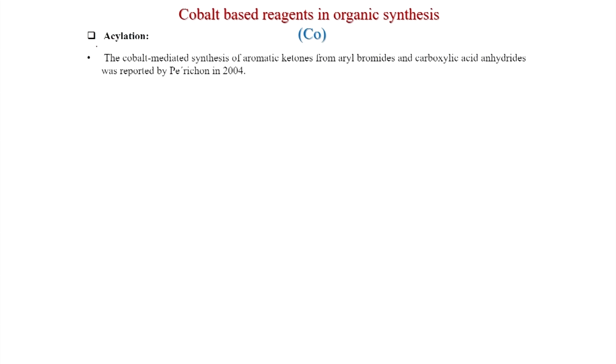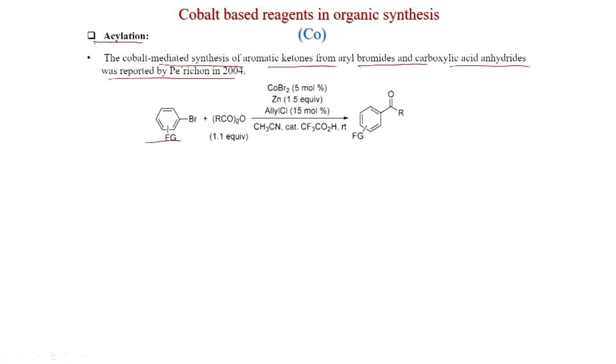Now we discuss acylation. The cobalt-mediated synthesis of aromatic ketones from aryl bromides and carboxylic acid anhydrides was reported by Périchon in 2004. So, aryl bromide, this is the anhydride, with cobalt bromide 5 mole percent, zinc 1.5 equivalents, allyl chloride 15 mole percent, acetonitrile, catalytic trifluoroacetic acid, room temperature, you get this.